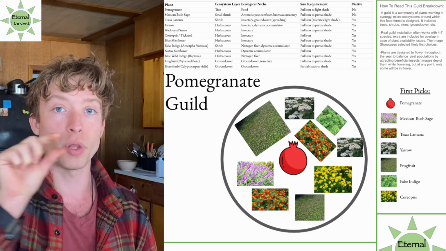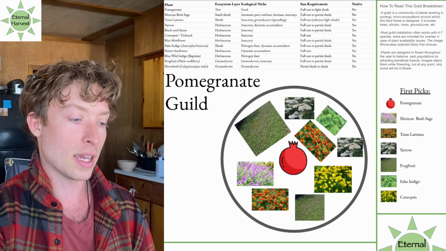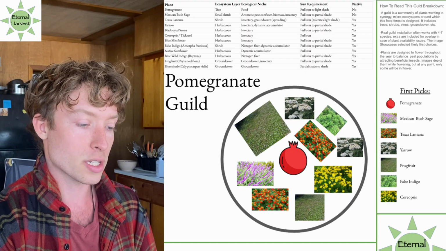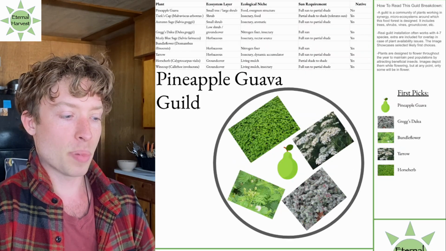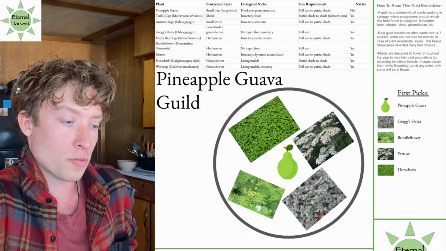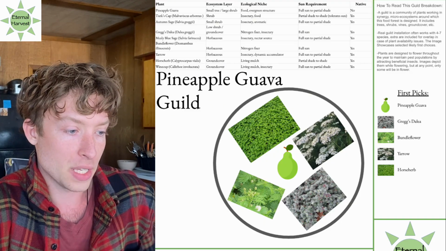I'm going to give them multiple options for each niche so they don't have to go find a replacement. And yeah, this is more so just to visualize, to help me start to think. And so that's the pomegranate guild. This is the pineapple guava guild. It's a smaller tree, so I just put a few plants for the first picks. I'll probably do more than just 4 supporter plants in the actual design.